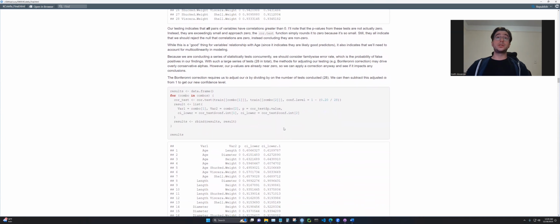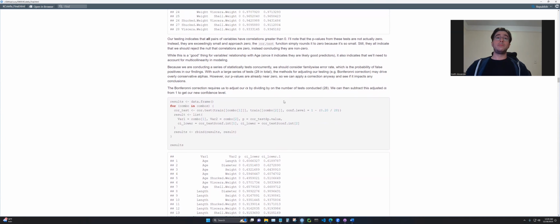Now the problem mentions family-wise error. Because we're conducting so many of these pairwise tests concurrently, we should consider the possibility of drawing conclusions given the margin of error. Basically, there's an increased chance of false positives, and those compound as we conduct more of these tests concurrently. So there are some corrections that we can apply to give a more conservative estimate.